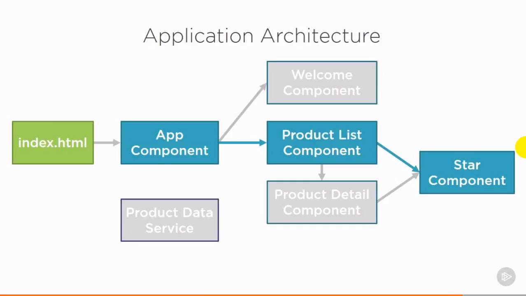In this module, we built the product data service and registered it with the app component. So our product list component no longer has hard-coded products. Next up, we'll see how to modify the service to retrieve data using HTTP.